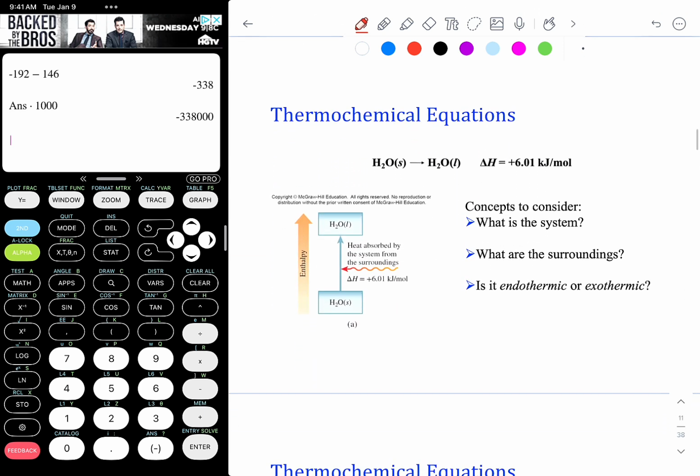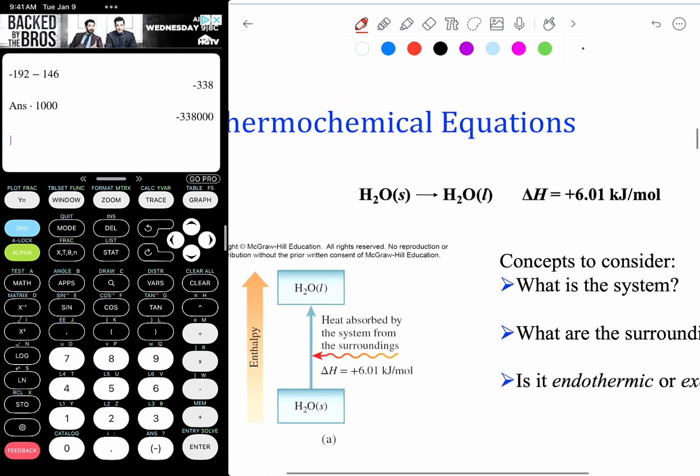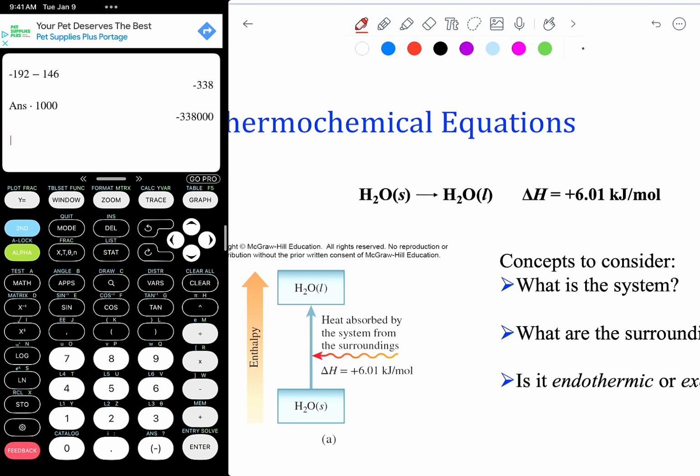So we're going to start looking at these chemical reactions and chemical equations now with thermochemical values attached to them. So here we have the changing of water from a solid to a liquid. So ice to liquid water. Okay, so if I put some ice in a glass and just let it sit, okay, so now we've all seen chemical reactions that look like this.